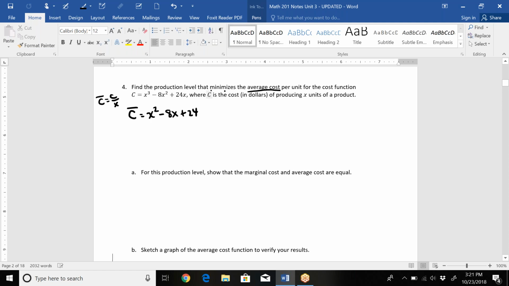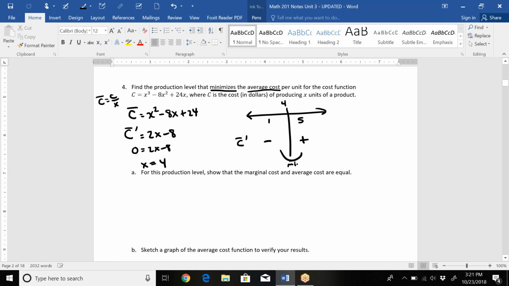Remember, C bar is C divided by X. Then to minimize, we need to take a derivative of C bar. So the C bar derivative would be 2x minus 8. We set that equal to 0. That gives us a critical value of 4, because we'd add 8 and then divide by 2. So 4 units. We want to test real quick to make sure that it actually does minimize the average cost function. So if we put 4 here and plug in maybe 1 and 5 into the C bar prime, if you plug in 1, you get a negative sign, but if you plug in 5, you get a positive sign. So notice that is a min. So 4 units produced would minimize the average cost per unit.